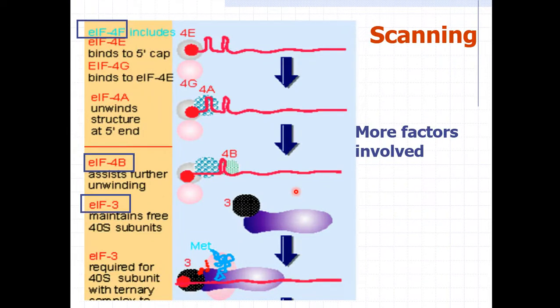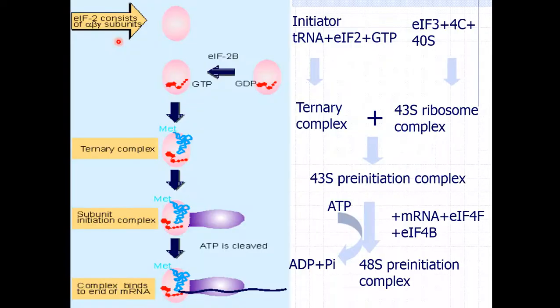You just have to remember the functions of each factor. Initiator tRNA with eIF2-GTP binds, and eIF3, eIF4 and the 40S subunit bind to form the 43S ribosomal complex. The pre-initiation complex is formed, and then it is recruited to mRNA.